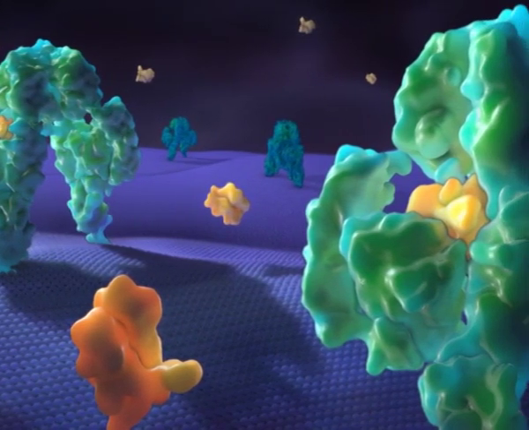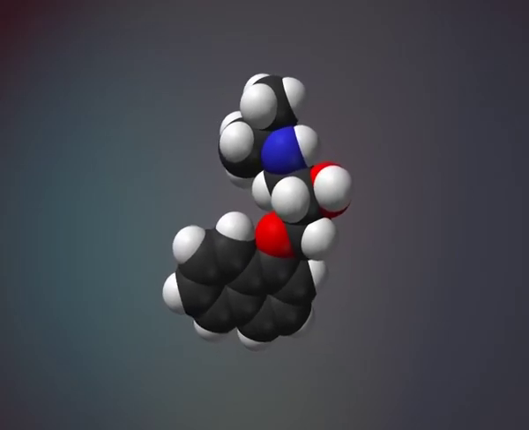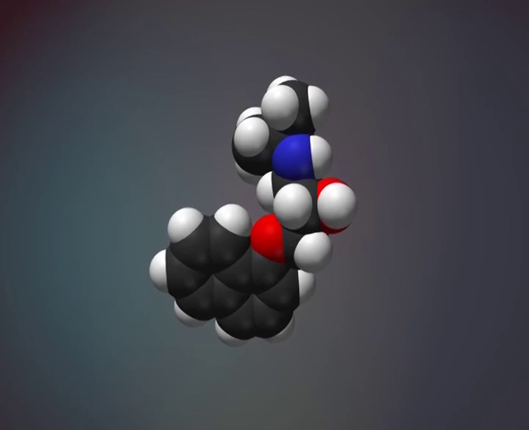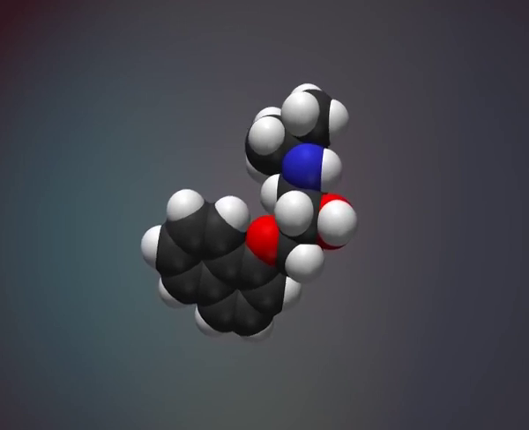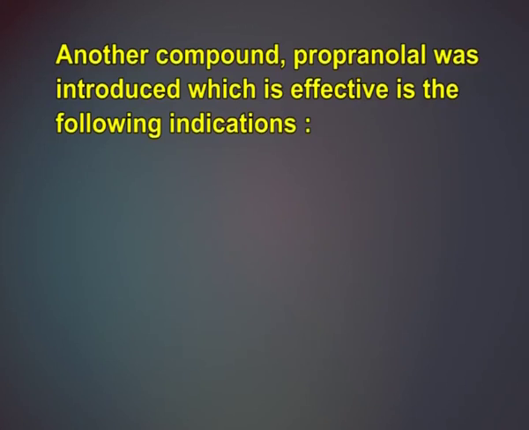The first compound discovered was dichloroisoproterenol, which has been found to be acting exclusively as a blocking agent at the beta receptor. However, it is not found to be clinically very useful. Another compound, propranolol, was introduced which is effective in the following indications.